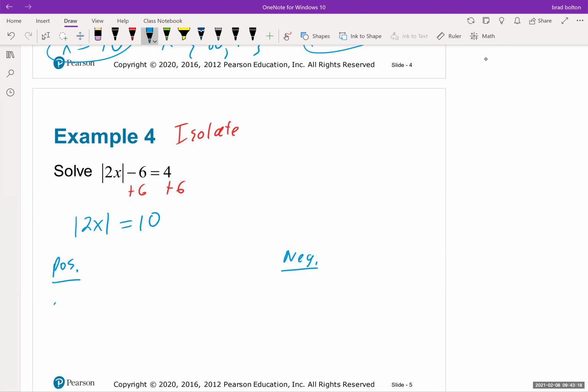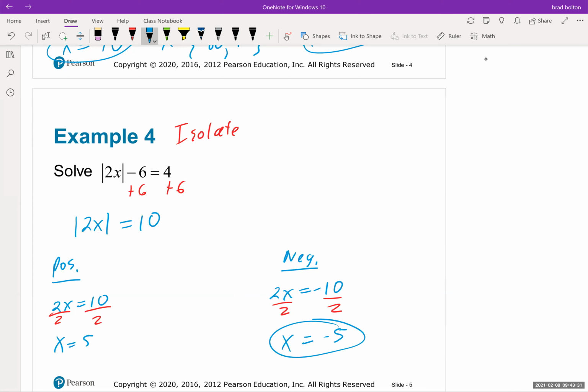Okay, so now we have 2x equals 10 and we have 2x equals -10. Divide both sides by 2, divide both sides by 2. So we end up with x equals 5 and x equals -5. And these would be my two solutions.